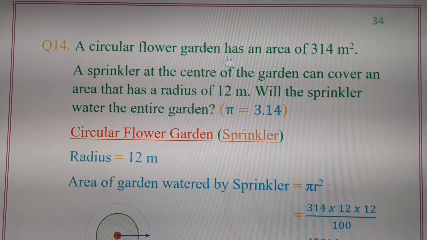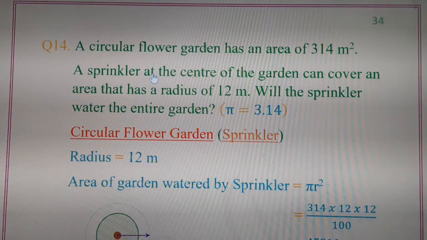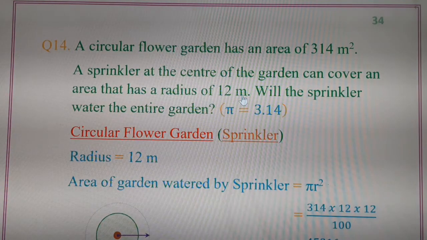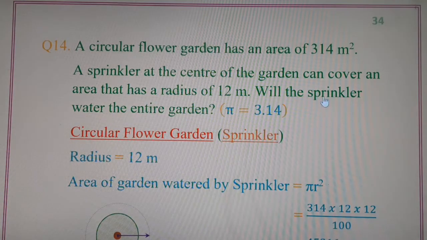A circular flower garden has an area of 314 meters square. A sprinkler is fixed at the center of the garden and it can cover an area which has a radius of 12 meters. Will the sprinkler water the entire garden? That is what we have to find out. The value of pi is given as 3.14.